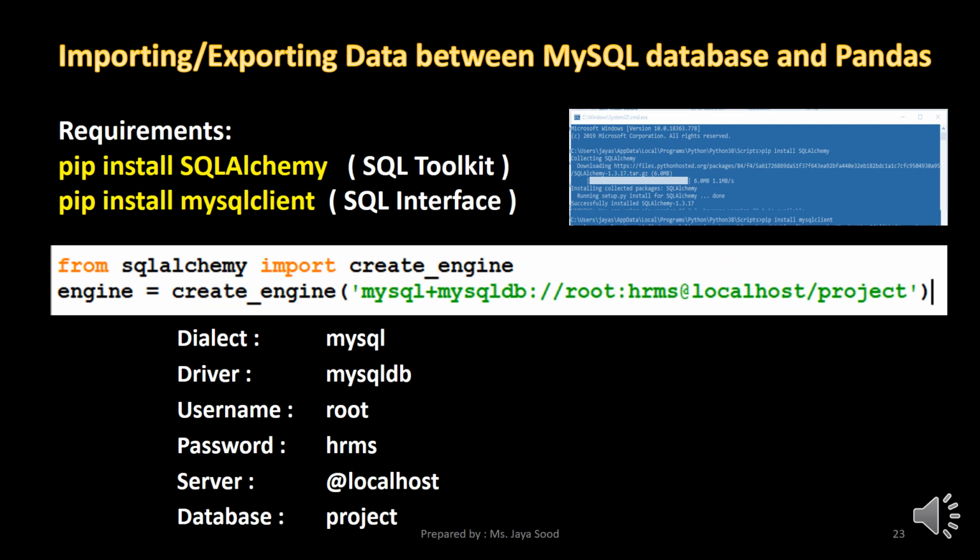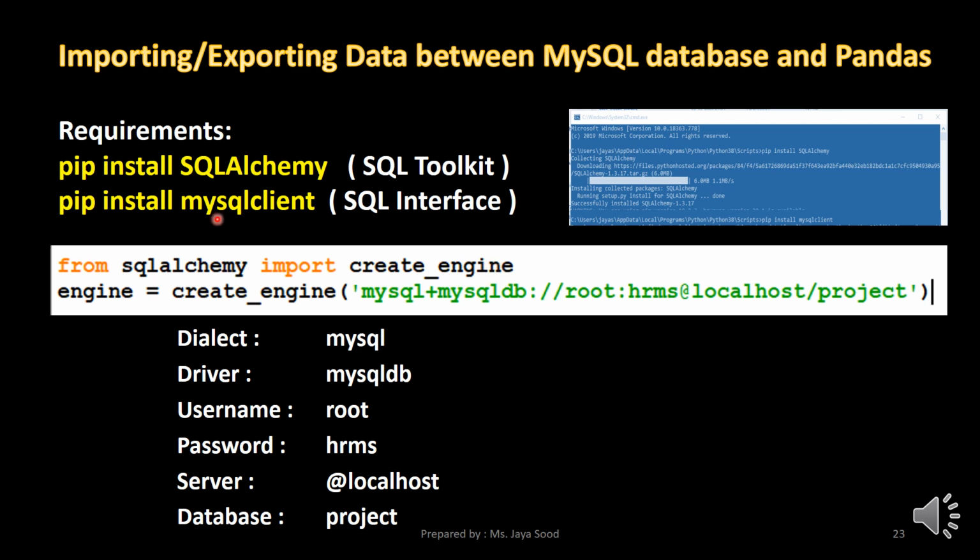Importing and exporting data between MySQL database and pandas. To interact with MySQL database, you need to install the libraries for SQL toolkit and SQL interface on your device by using the statements pip install SQLAlchemy and pip install mysqlclient. Once these libraries are installed on your device, include the following import statement in your script: from sqlalchemy import create_engine.